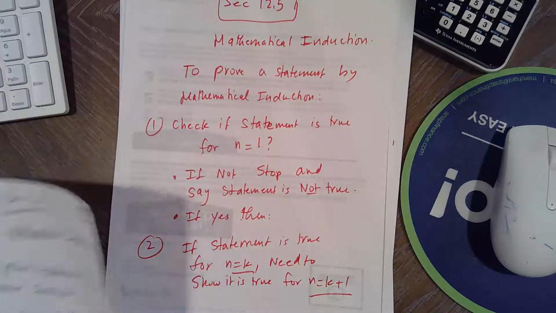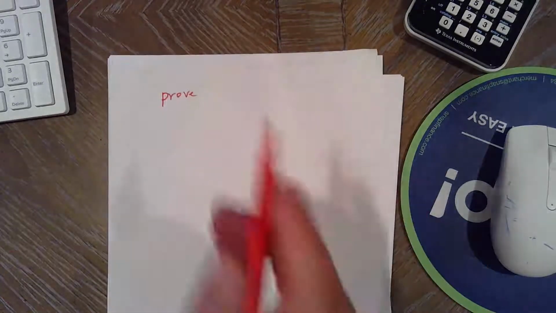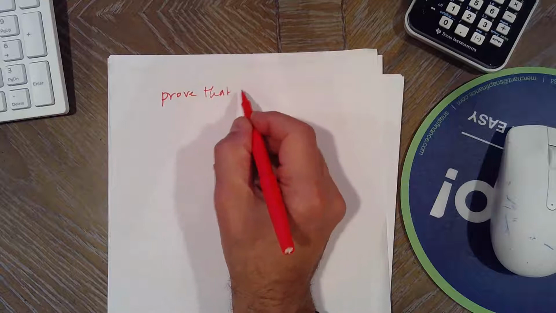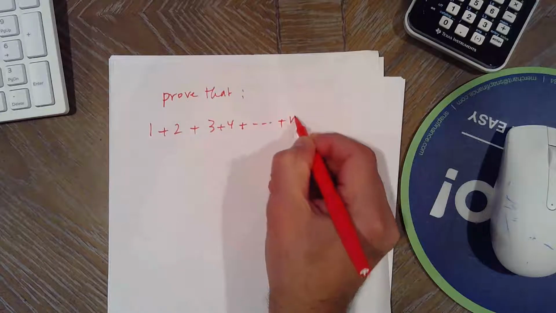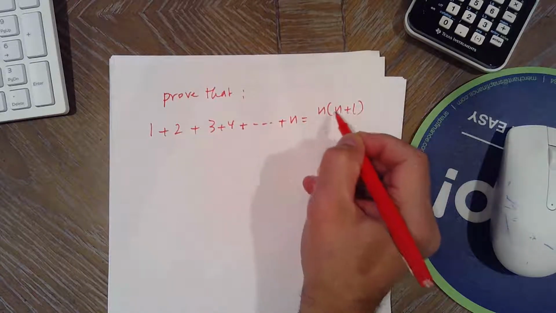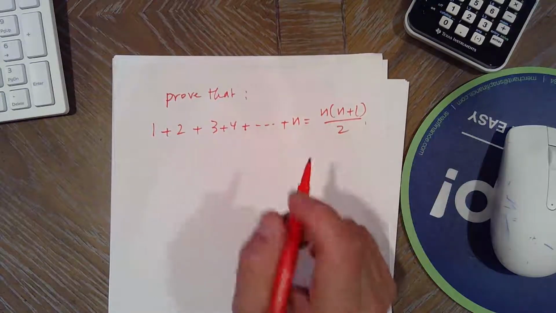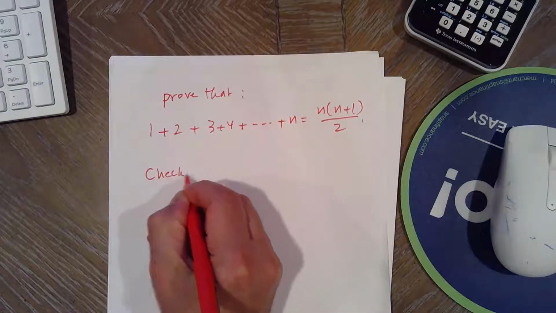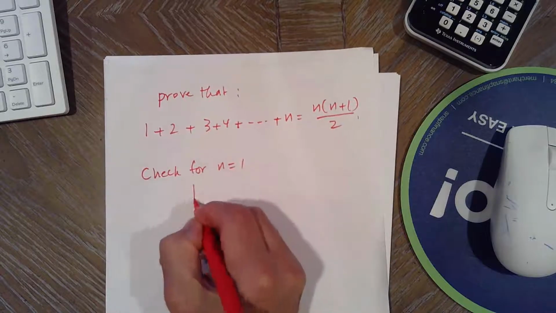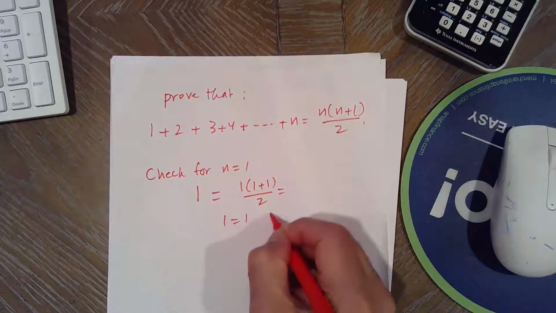Here's an example. Okay, we know this from the sum of the first n terms, but we're going to prove it using mathematical induction. 1 plus 2 plus 3 plus 4 plus n equals, remember, Sn equals n times a1 plus an over 2. We proved that. So to prove that, check if it's true for n equals 1. For n equals 1, 1 equals 1 times 1 plus 1 over 2, which is 2 over 2, which is 1. So it's true.